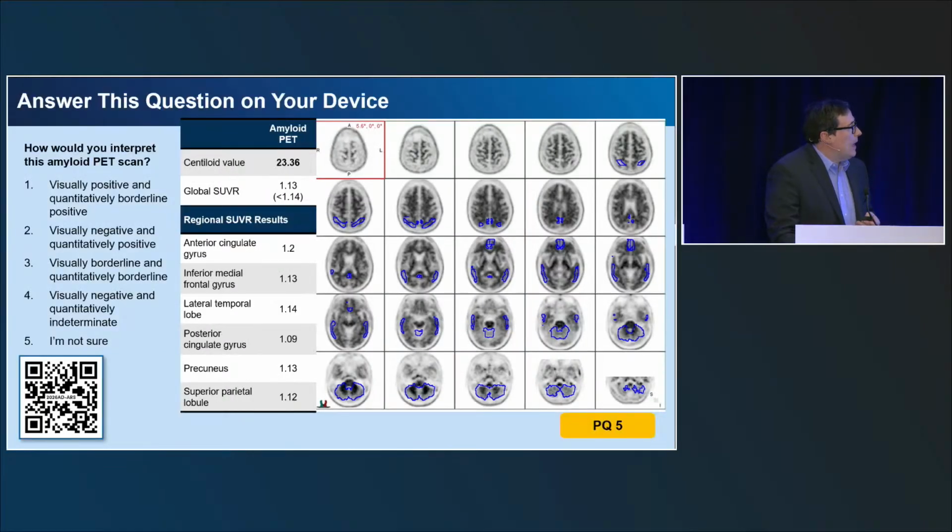So what would you guys say about this scan? If you were interpreting this, what would you give in your impression? Visually positive and quantitatively borderline positive? Visually negative and quantitatively positive? Visually borderline and quantitatively borderline? Or visually negative and quantitatively indeterminate? Or not sure? I'll give you a couple minutes to answer.